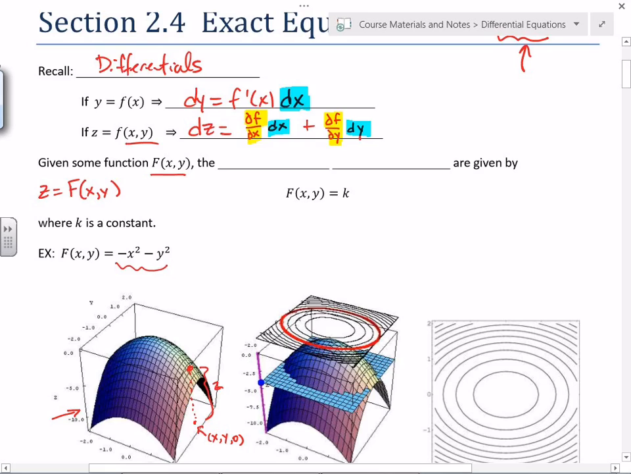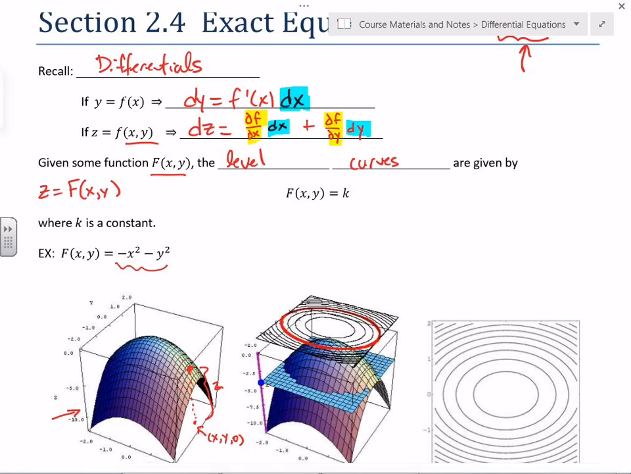Okay? So given some function, one way to visualize what's happening with that function without having to graph it in 3 dimensions is to examine what are called the level curves. Do you remember talking about level curves of a function?